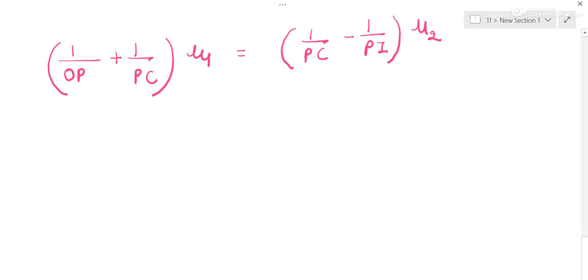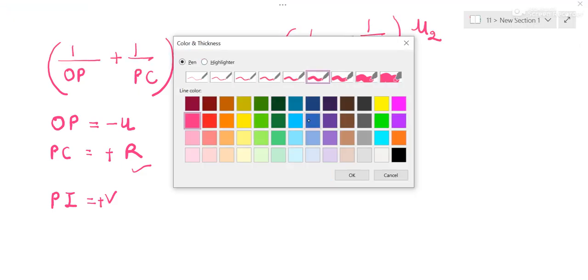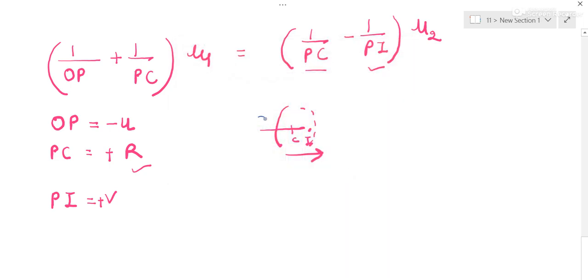Now you can see what is OP, the distance of the object from the pole, which is always minus u. The distance of the pole from the center of curvature is the radius of curvature. And because the center of curvature is lying this side, this is the positive axis, so PC is plus R. Coming to this, this is the distance of the pole from the image. It will be V, because it is lying this side, the positive axis by sign convention, so it will be positive V. This is important. We have already done these rules in class 10th. The object side is the negative side.